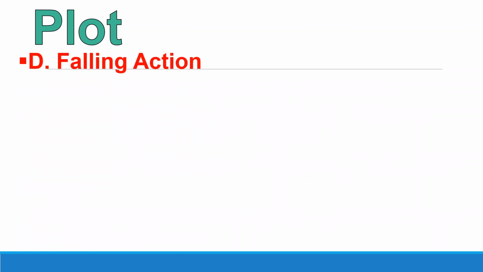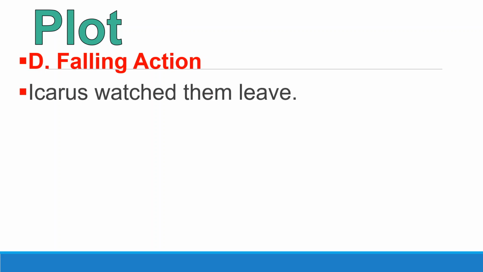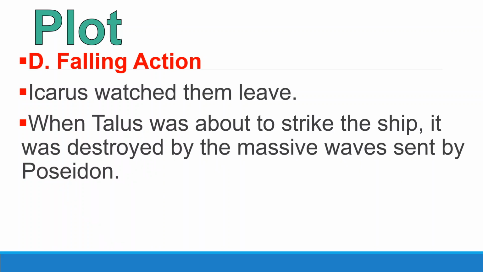Okay, so let's go to letter D, the falling action. Falling action means it's before the ending. So Icarus watched them leave, but the problem is that he's not the only one watching them leave. Talus saw them, and when he was going to attack the ship, it was destroyed by massive waves sent by Poseidon. Again, Poseidon in Greek mythology is the god of the sea, so he can control massive waves. So he destroyed the metal giant. And Theseus, Ariadne, and the other Athenians went back home safely.